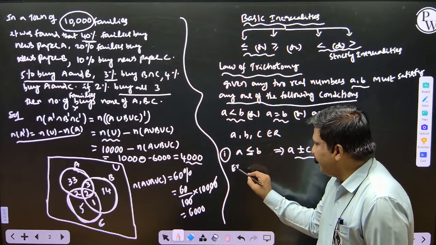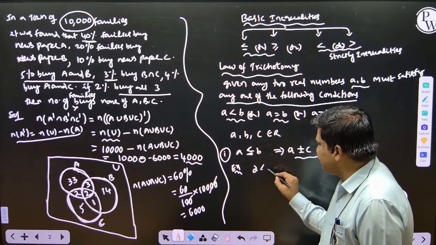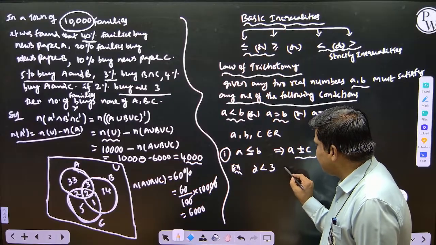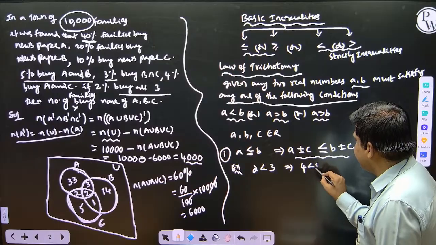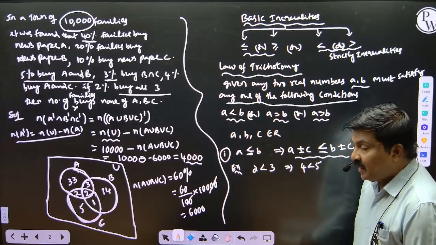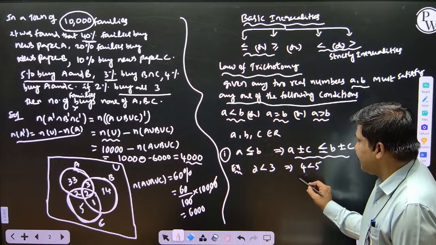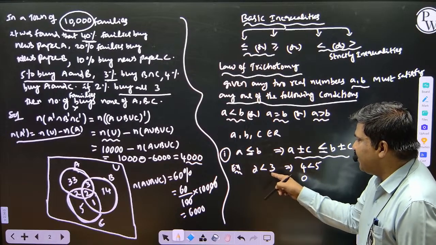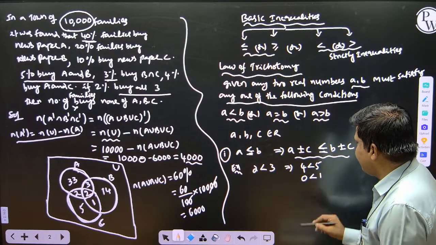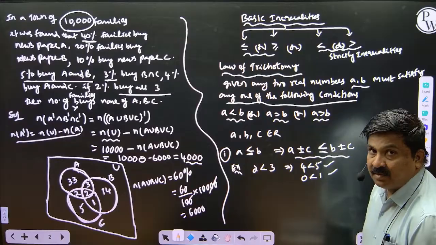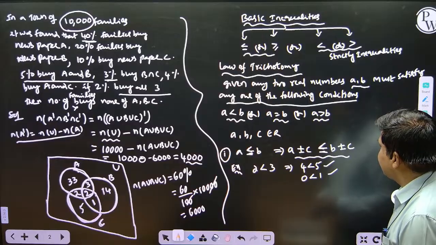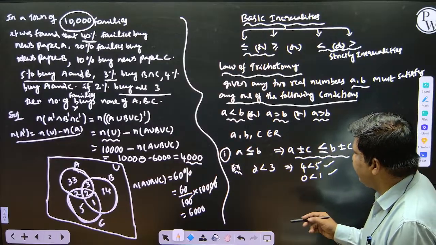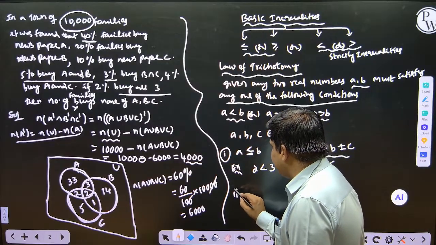For example, 2 is less than 3. I am adding 2 on both sides, then 4 is less than 5. I am subtracting 2 on both sides, then 0 less than 1 holds. That means by adding the same constant or subtracting the same constant, inequality will not change.